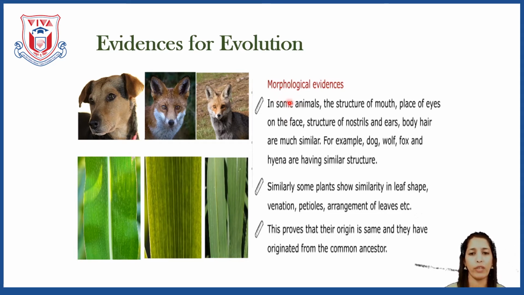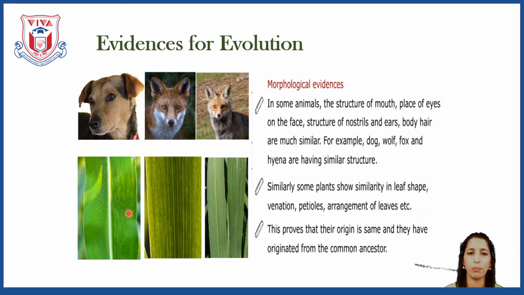Okay, so for morphological evidence, here you can find in these animals that the structure of the mouth, the places of the eyes on the face, the structure of nostrils, ears, then body, are much similar. I'm not talking about identical. They are similar. For example, this dog, wolf, fox, hyena, they have similar structure. It means morphologically they are looking alike. They're not identical, just similar. And this similarity shows that they are from a common ancestor. When we talk about dog, fox or hyena, they have originated from one ancestor. This is shown by their morphological appearance.